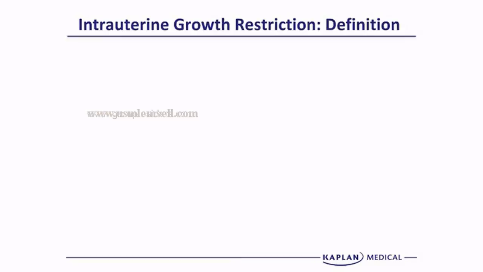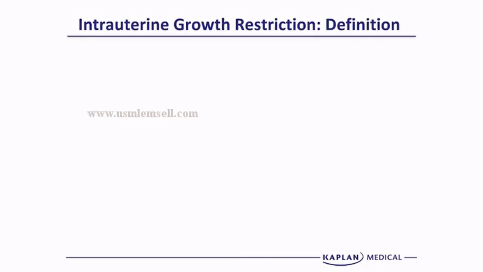IUGR. This used to be in the past called intrauterine growth retardation. It was true that growth was retarded, but the word retarded communicated a wrong message to the parents. These babies are not retarded. So a more politically correct term is restriction, intrauterine growth restriction.